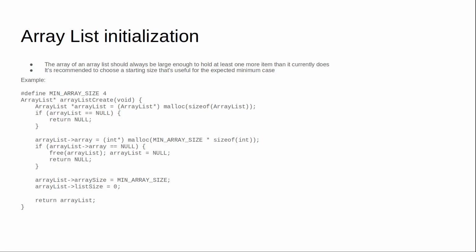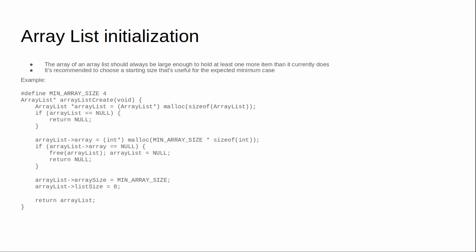It's recommended that we choose a starting size for the array that's useful for the expected minimum case. In this example, I've defined a constant, min array size, as 4. You need to choose what makes sense for you, given whatever your usage of the list is going to be. But do use best practices for defining the size as a constant, as a pound define. So in this case, we're going to use min array size of 4.